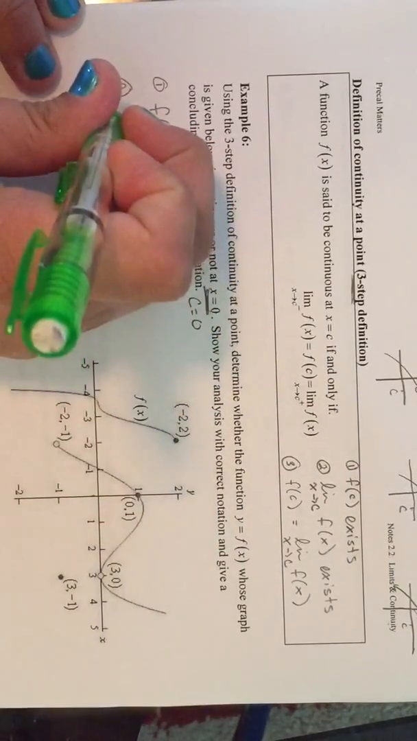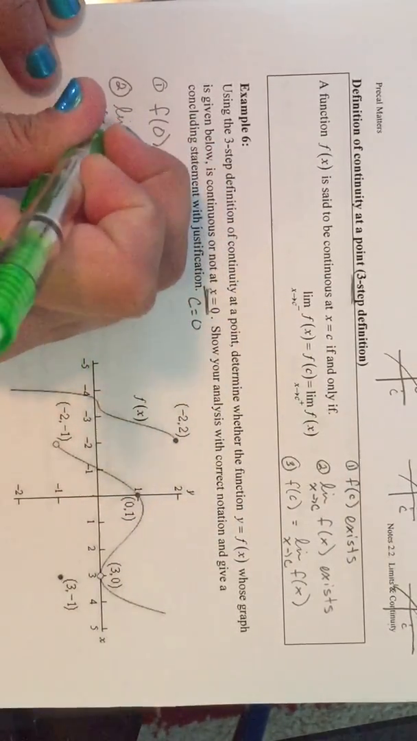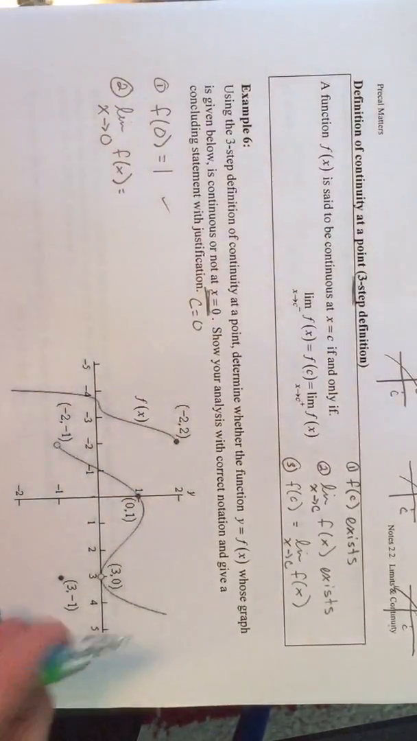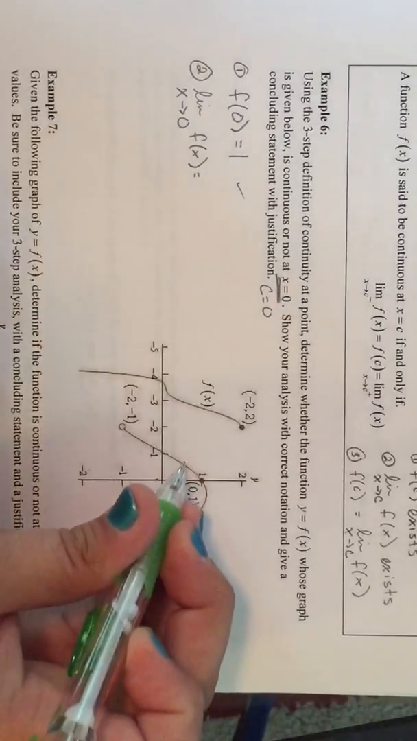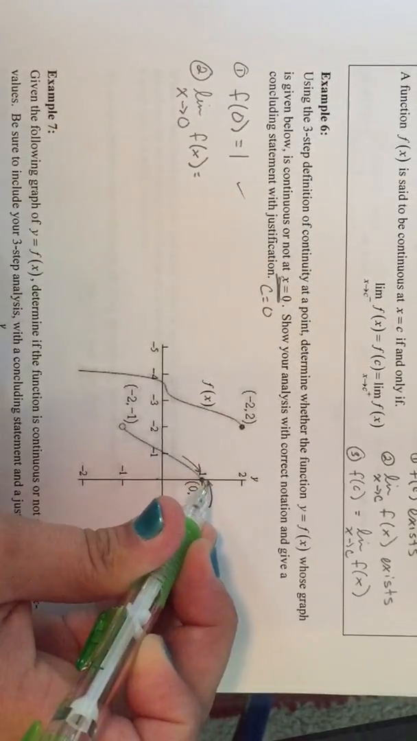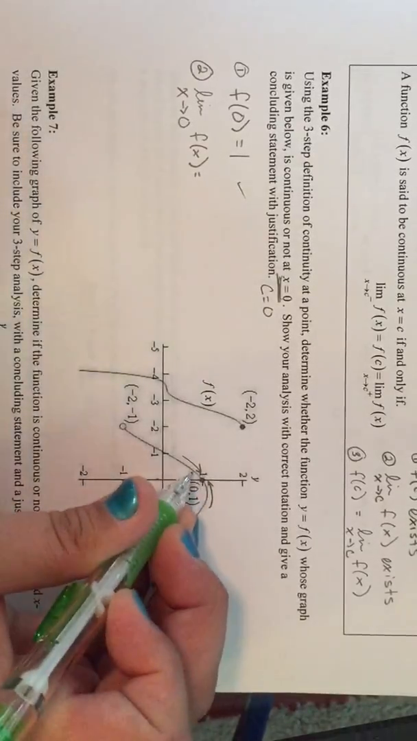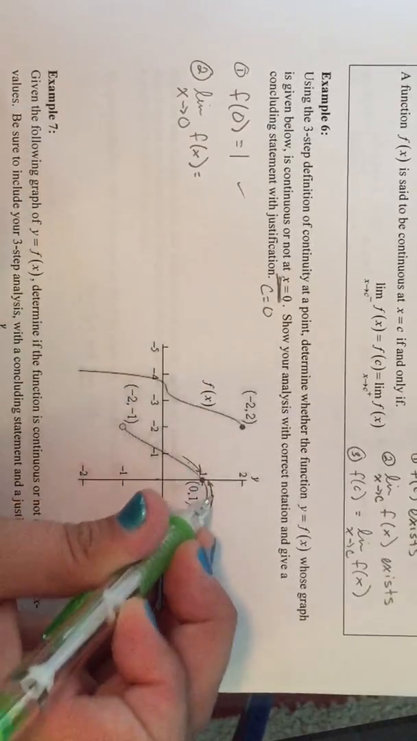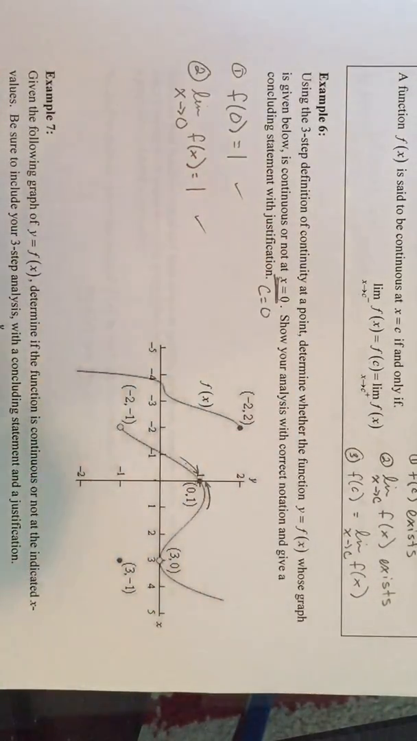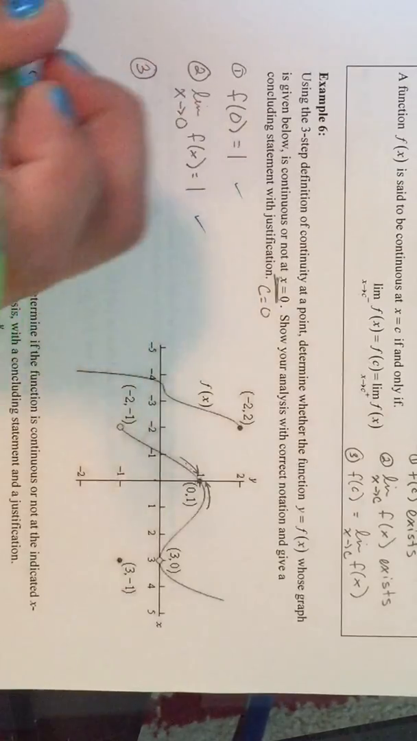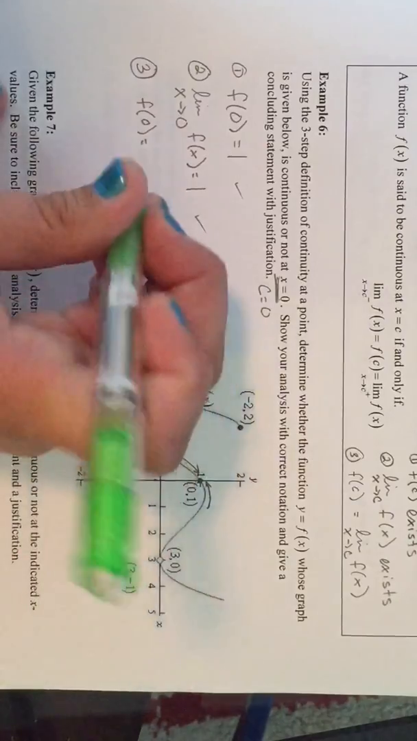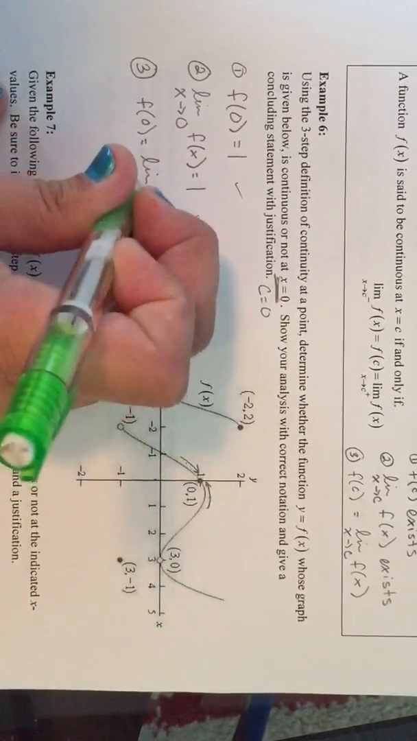My second part says that the limit as x goes to 0 of the function should exist. So let's look at the limit. So as I come in from the left, I'm going to 1. As I come in from the right, I'm also going to 1. So since the left hand and right hand limits are the same, the limit is 1. So yes, the limit exists. And then part 3 says, does the function at that point equal the limit at that point?